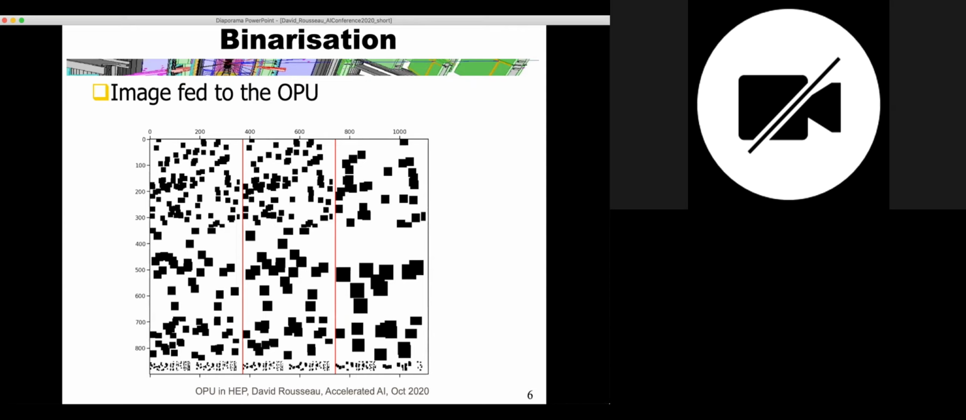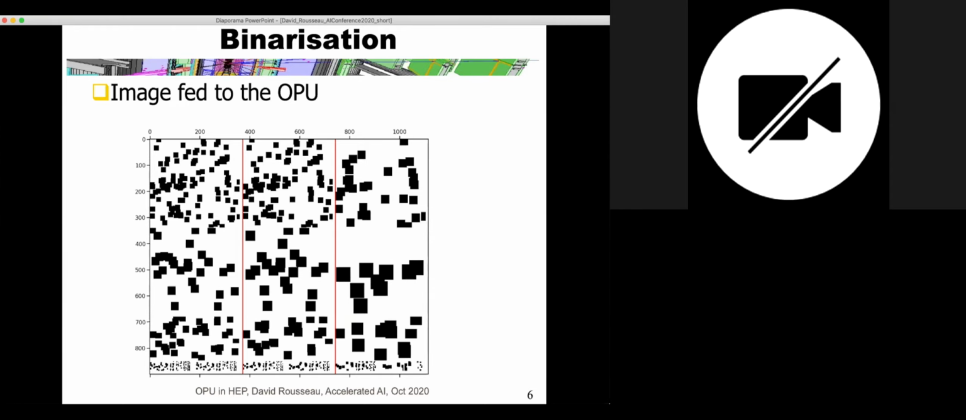To make a long story short, the longer story being in the full talk, this is the image we fed in the OPU. We have to take into account the fact that we have to quantize the image first. We have to make sure that there is a significant rate of bits which are set on. Otherwise, we have a lot of noise, and voila.